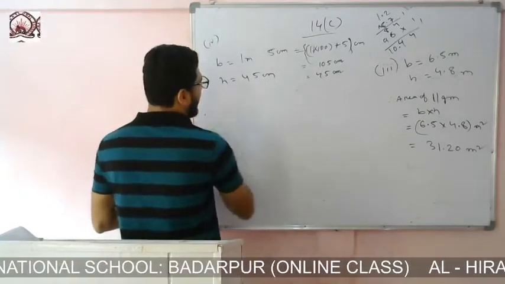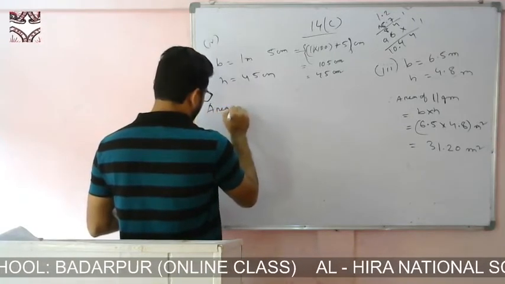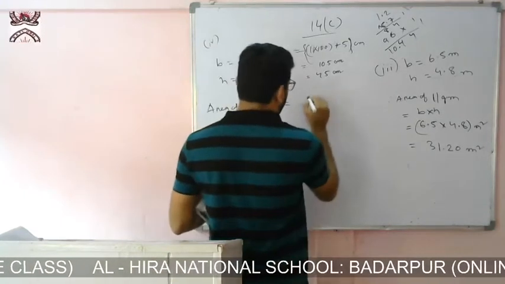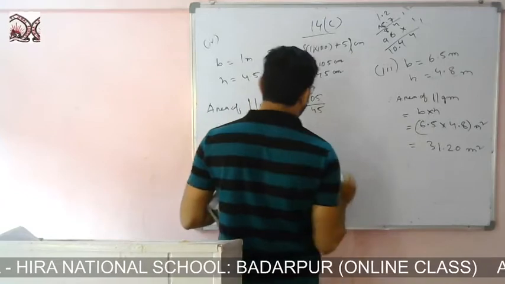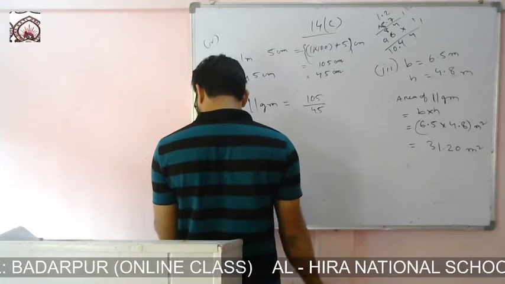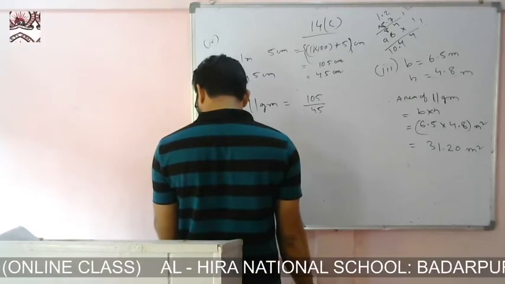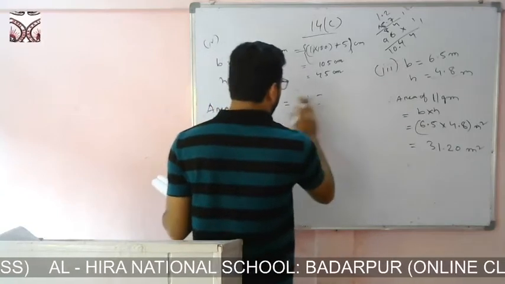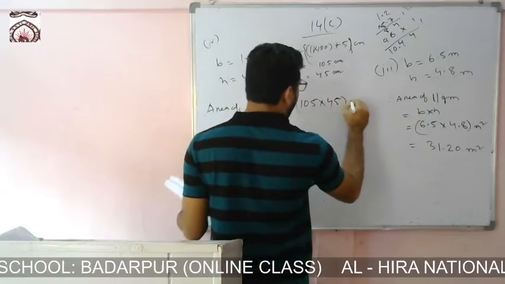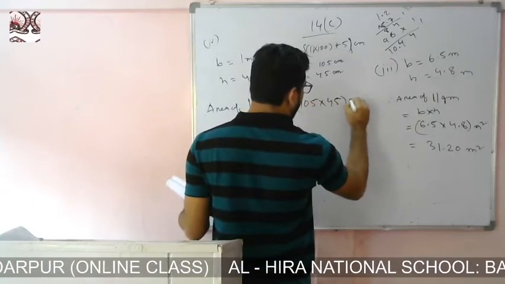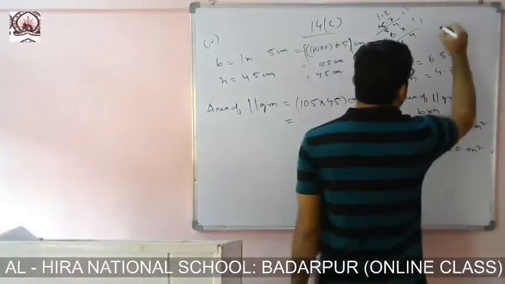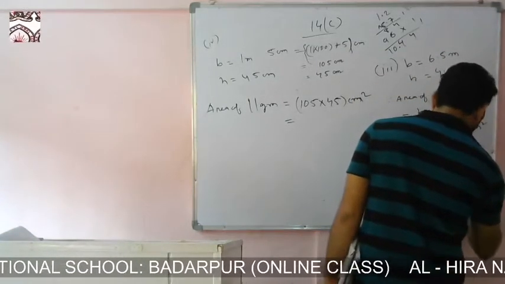Now we can find our area of parallelogram. It will be 105 into 45, not divided, multiply. Centimeter square. So multiply 105 into 45.